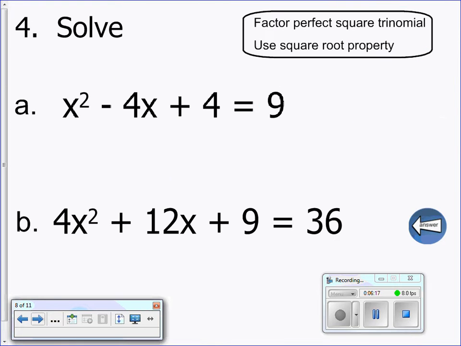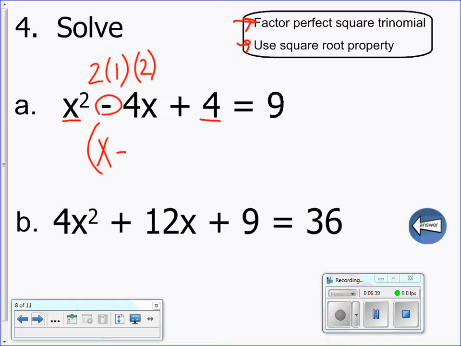All right, let's solve again. So we're going to ask, is this a perfect square trinomial? It says factor using perfect square trinomial and then the square root property. Perfect square, yes. Perfect square, yes. Middle term, 2 times the square root of the first term times the square root of the second term. 2 times 1 times 2 is 4. So this will be x. The minus comes from here.